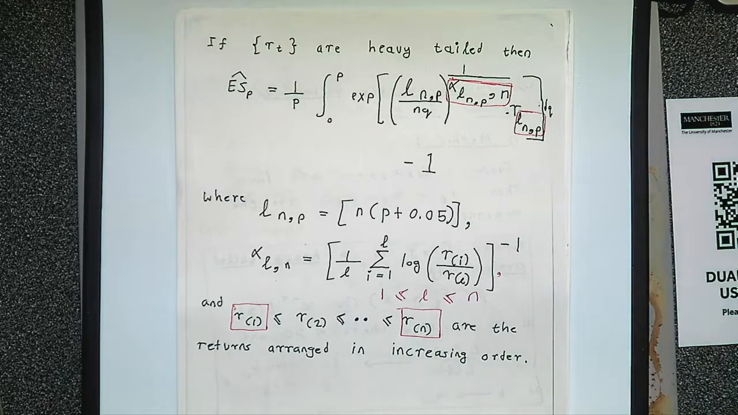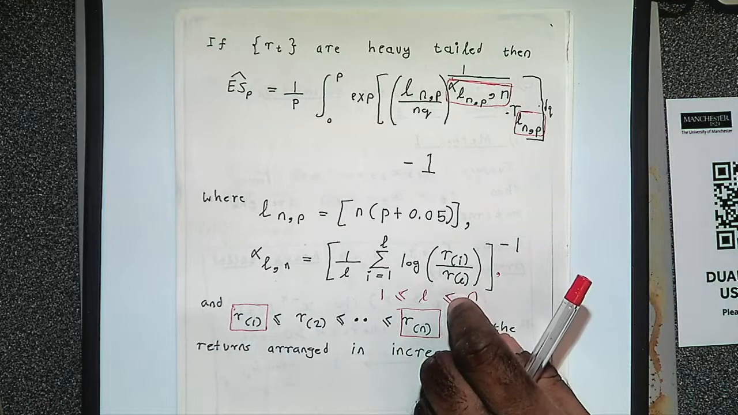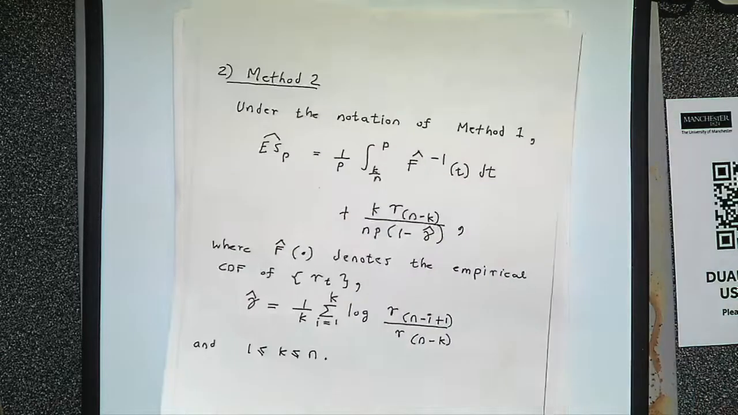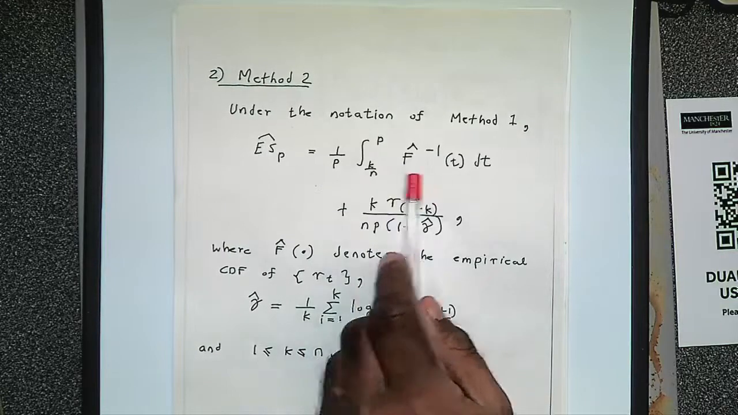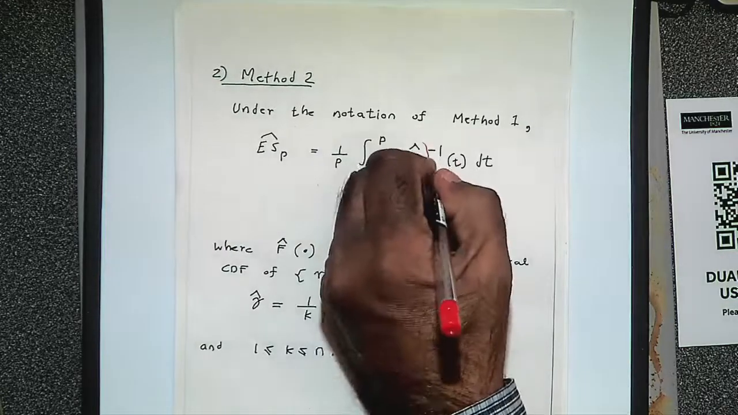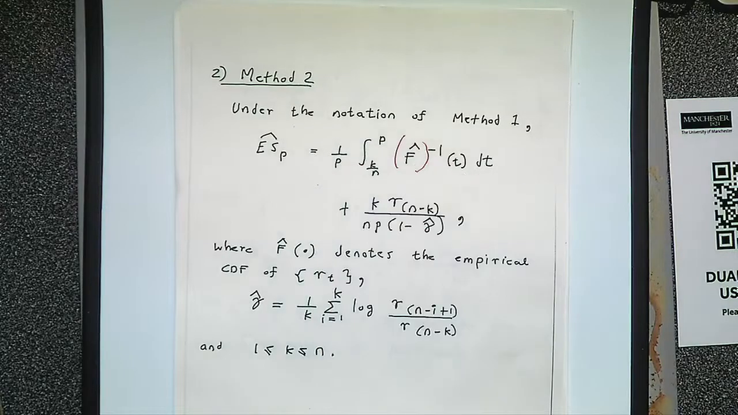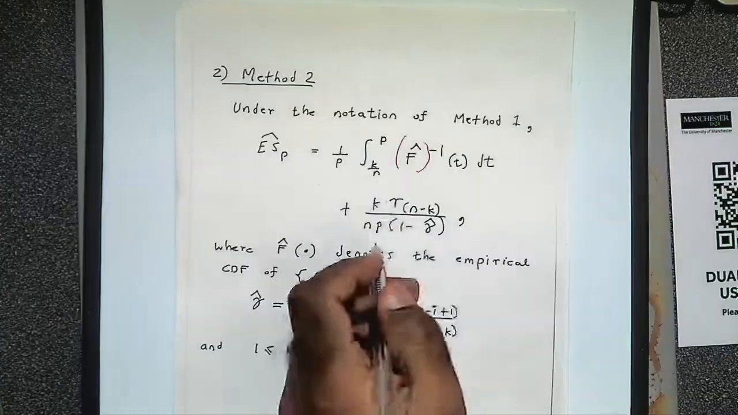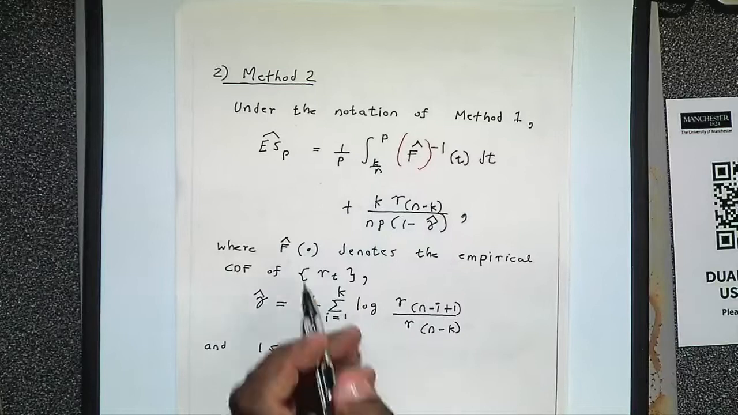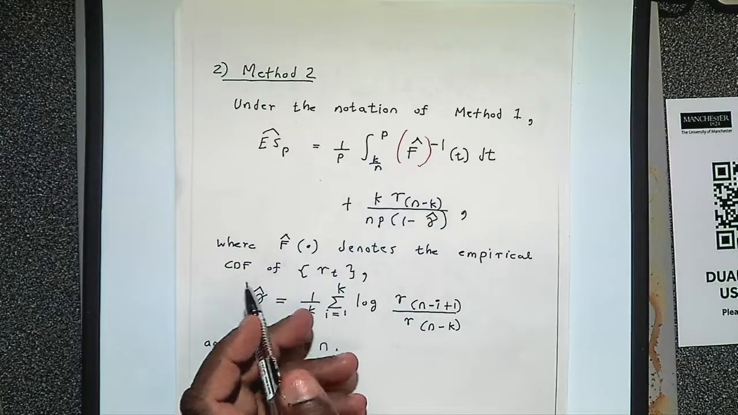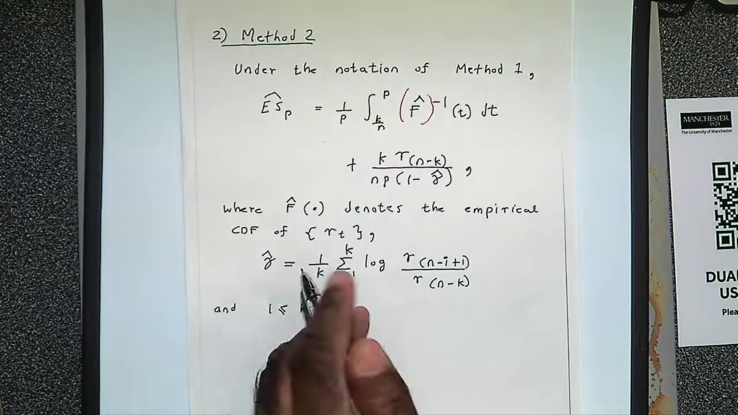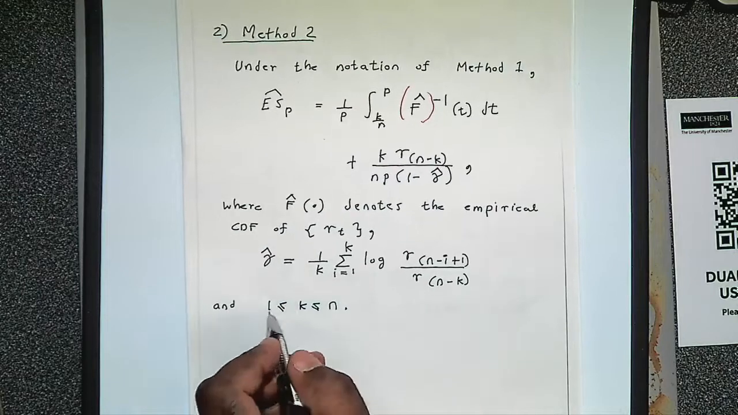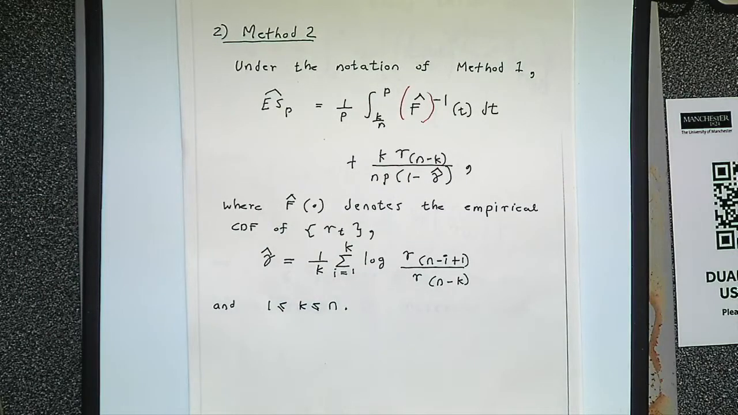That's method 1 of the semi-parametric methods. Method 2 of the semi-parametric methods is a simpler one. It's simply given by this, right? This should read like this: F inverse of the empirical CDF plus this term here, where F hat denotes the empirical CDF of RT, and gamma hat is given by this formula here, where K is a number between 1 and n.